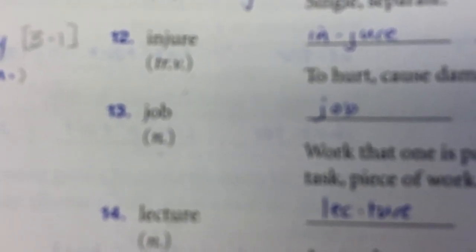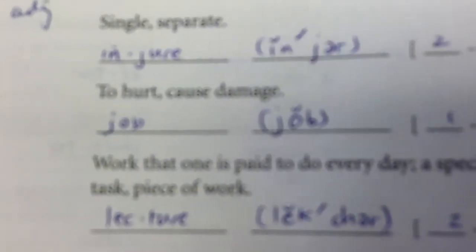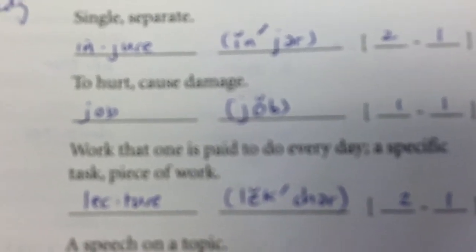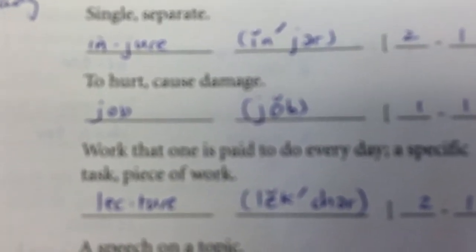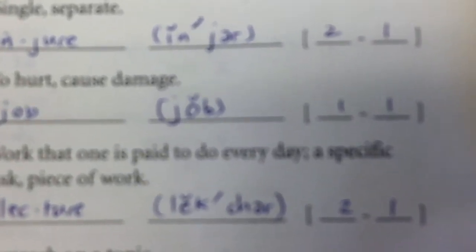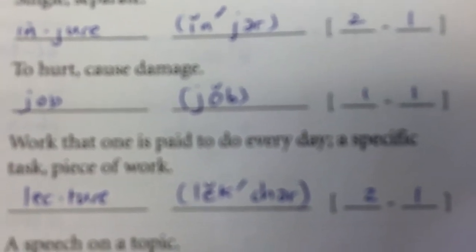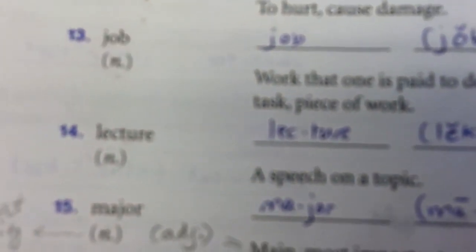Then we have the word job. Everybody knows the word job, but it's an academic word. You can see it used in every field. Simple, J-O-B. No dots because it's only a single syllable. If you have a job, you have work, you have some income. And we say 1-1 because it's only one syllable and it's stressed on that one syllable.